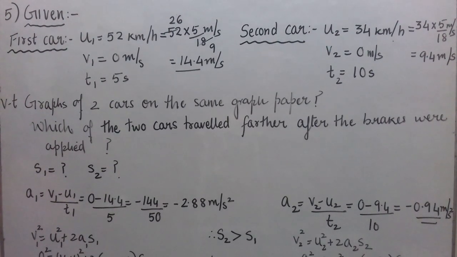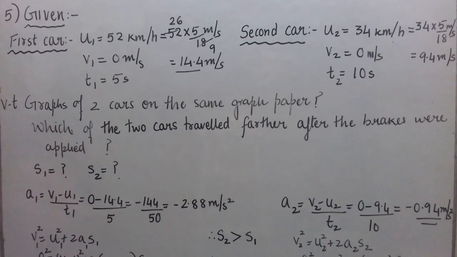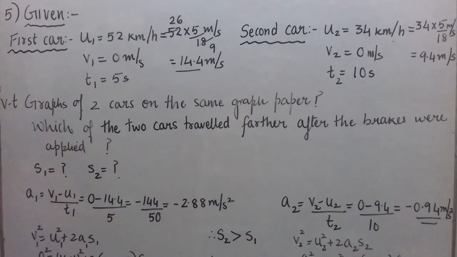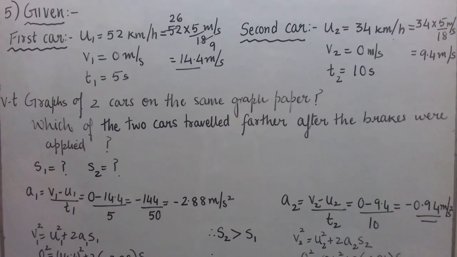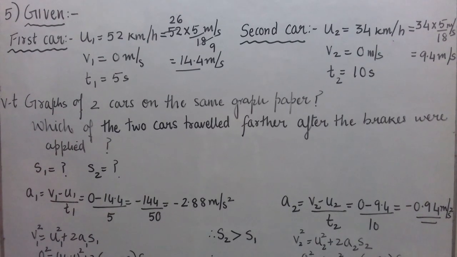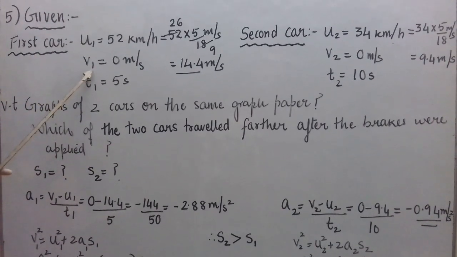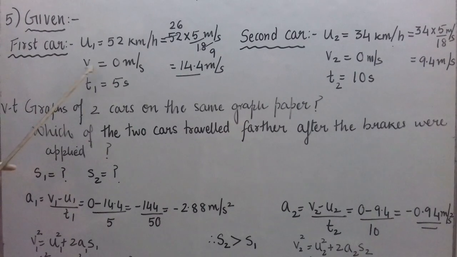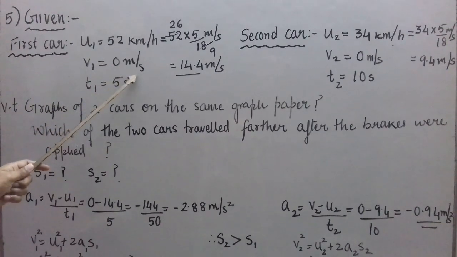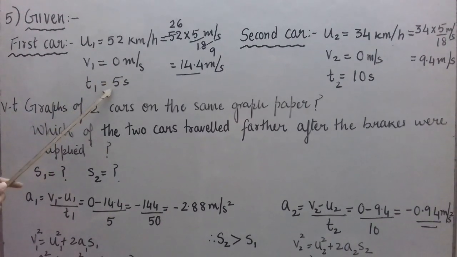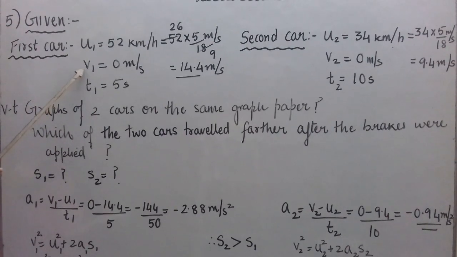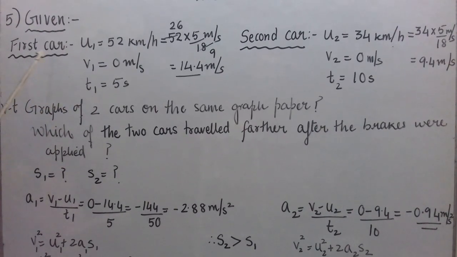Students, we already know that whenever the brakes are applied, acceleration is negative. It is a case of retardation. And here, the car stops in 5 seconds. It means V1, final velocity or speed, is 0 meter per second. And time taken is 5 seconds. So U1, V1, T1 I have represented for first car.